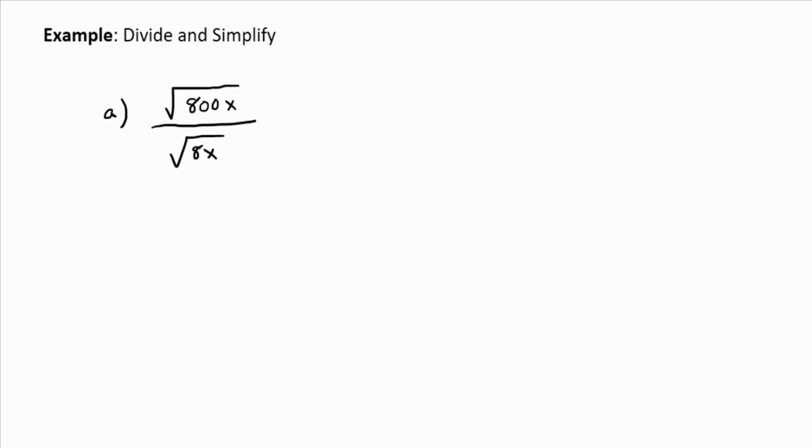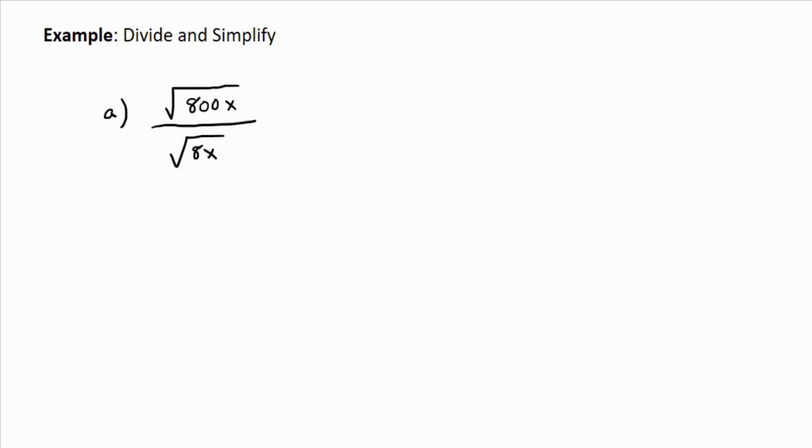Factor it as 100 times 8. Factor the 8 a little more, and I could pull out the perfect squares. There's an easier way to do it, though. Because we have an 800x in the radicand in the numerator, and we have an 8x in the radicand in the denominator. If we could make a fraction out of that, 800x divided by 8x, that would simplify, wouldn't it?